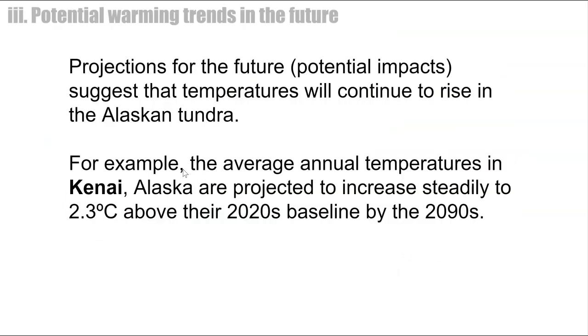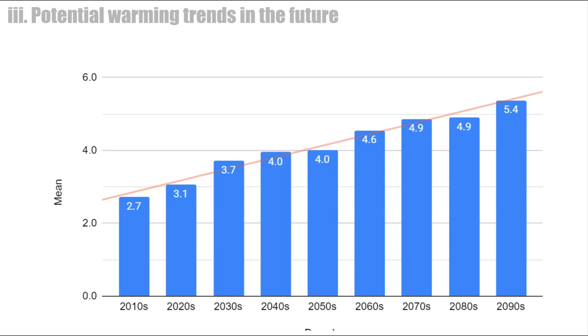Projections for the future suggest that temperatures will continue to rise for the Alaskan tundra. For example, the average annual temperatures in Kenai, Alaska are projected to increase steadily to 2.3 degrees above their 2020s baseline by the 2090s. And that's what this graph is showing, this steady increase. And it is pretty steady, isn't it, compared to the other graphs we're looking at? It's a pretty steady increase going up over time.